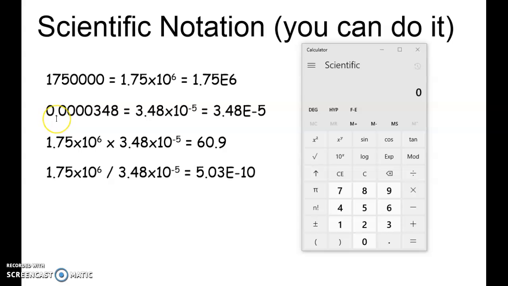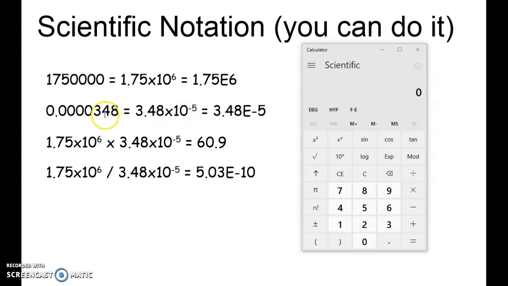Now, if you're working with a number smaller than 1, this number is an example of that: 0.0000348. To convert that to scientific notation, it's the same process. We're going to move the decimal place. This time we're moving it to the right, so it'll be negative. It takes 1, 2, 3, 4, 5 places to make this number be in scientific notation. So the power of 10 that we need here is -5.